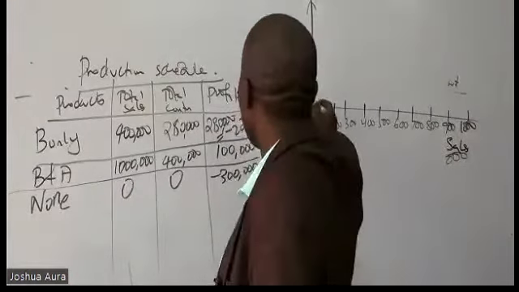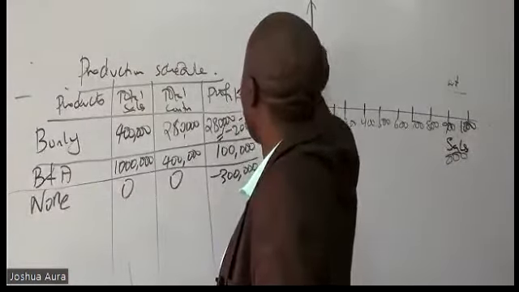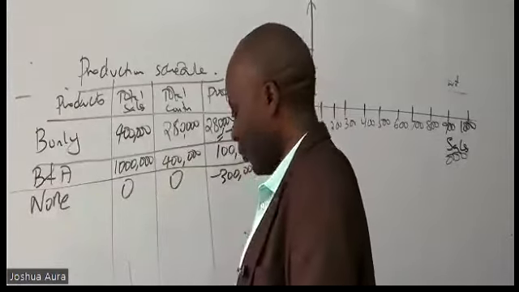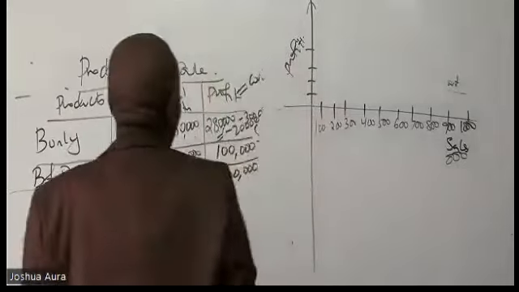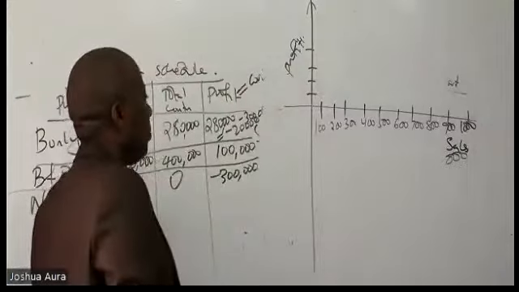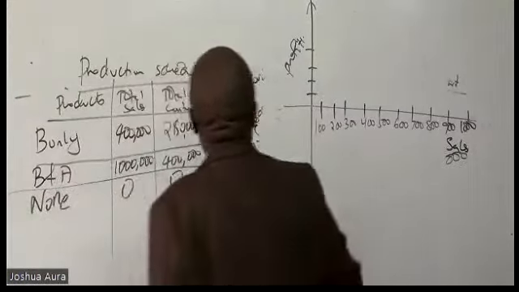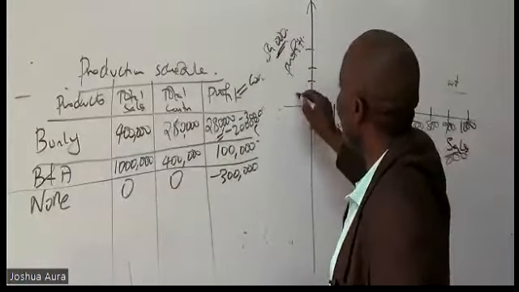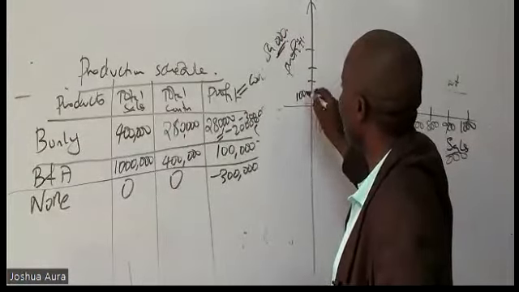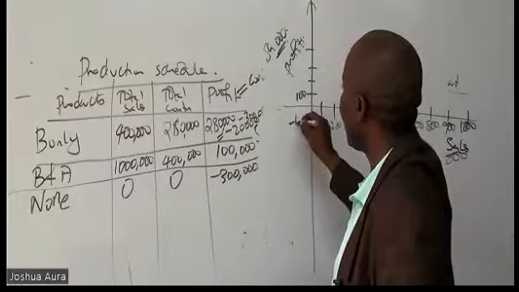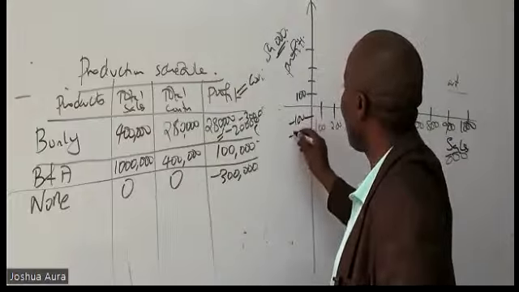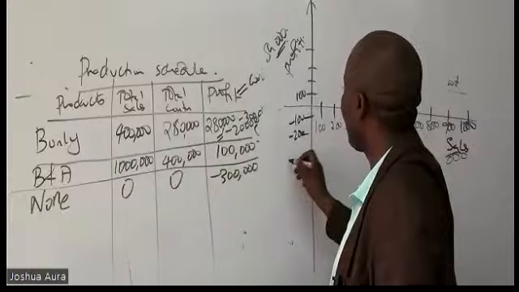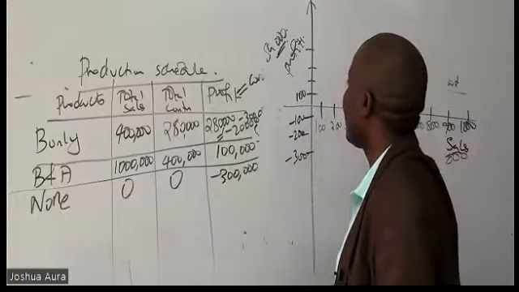And then go straight away to the profit. So profit really here, the best one also is to go with 100. So profit in shillings thousands. So this will be 100, then minus 100, minus 200, minus 300, like that.